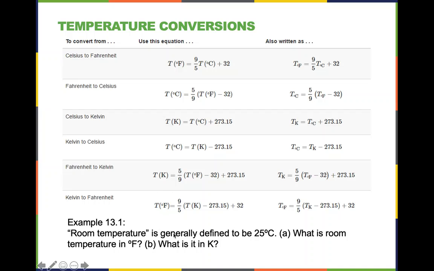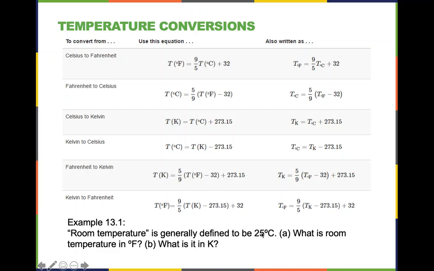So for here, room temperature is generally defined as 25 degrees C, so 25 degrees Celsius. What is the room temperature in Fahrenheit? For this one, we go from Celsius to Fahrenheit, so we use this equation. You would plug in 9 over 5 times the 25 degrees here plus 32.